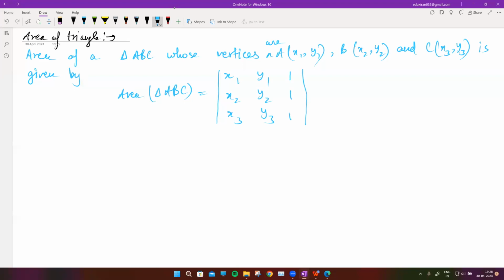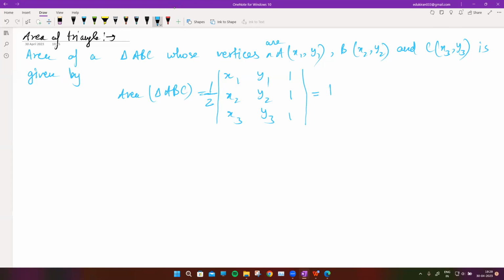You write your points x1, y1, x2, y2, x3, y3, and make the third column as 1. Sorry, not just this, half of this. Now, whatever value comes, you always have to take the positive value because area is always positive, right? So whatever value this determinant gives you, that would be the area of the triangle.